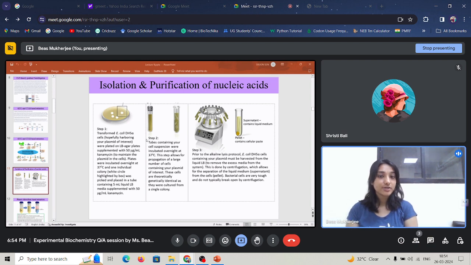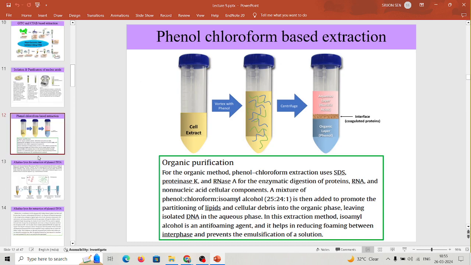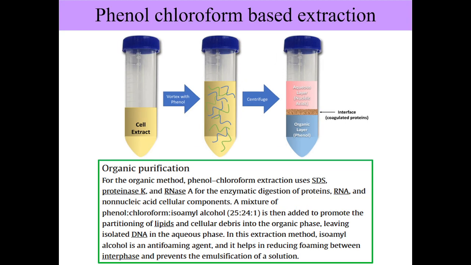This is done by centrifugation, which allows for the separation of the liquid media, that is the supernatant, from the cells as a pellet. Now, bacterial cells are very tough and do not typically break open by centrifugation. Fine. Then we will have to see how exactly we break open the cells. We will look into that. Now we will look at another method of separation, which is the phenol chloroform based extraction. If you can see the figure, what exactly happens in phenol chloroform based extraction.